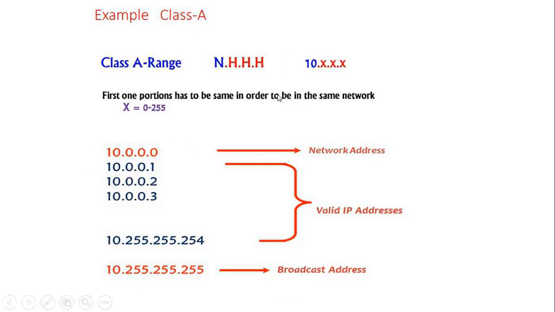In class A, only the first octet is the network portion, and the remaining 3 octets are the host portion. So it has the maximum number of IP addresses in a single network. Let's say, for example, 10.0.0.0. This is the first IP of the 10.0 network and it will be the network ID. The last would be 10.255.255.255, the broadcast address. Between them are the valid IP addresses for the 10 network, which is huge. It's like 255 into 255 into 255. A huge number.